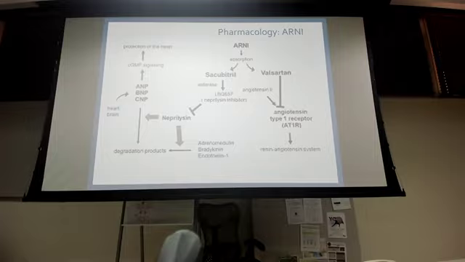Monitoring's all the same, right? Monitoring's the same for all these medications: BUN, creatinine, kidney function, obviously, potassium, always, and blood pressure. Wait 36 hours coming off an ACE, washout, start an ARNI. And with that, let's take 10.